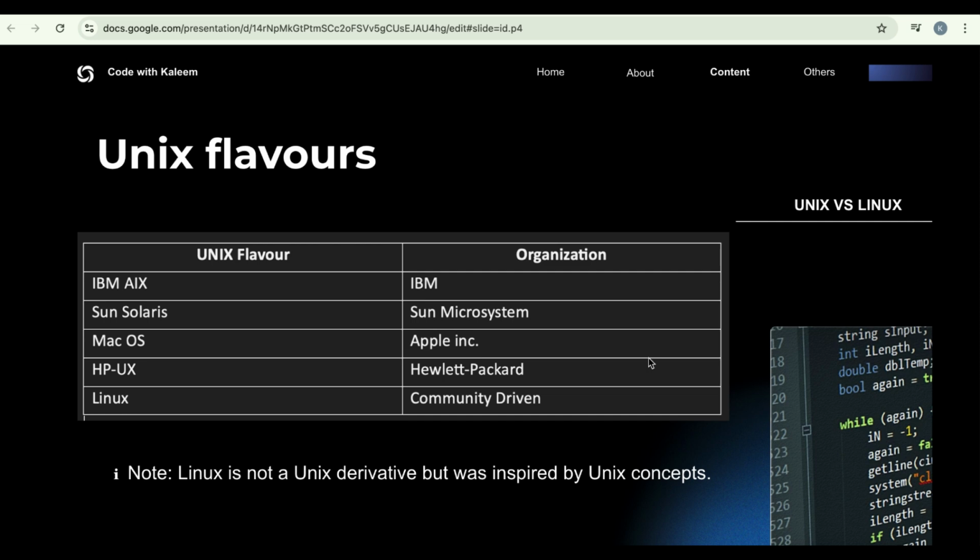As you know, IBM, Sun Microsystems, Apple, and HP. Linux is not a Unix derivative, but was inspired by Unix concepts. We'll discuss when Linux actually started. The birth of Linux. Now let's discuss the birth of Linux.